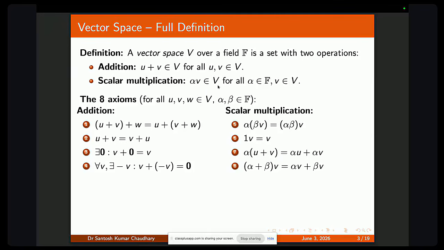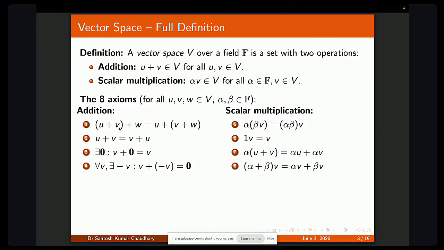And then what is scalar multiplication? You choose any alpha from field F and v from set V. Small v is a vector, an element, so small v belongs to capital V. For any alpha in F and for any v in V, alpha times v must be in the set V. This property is called closure under scalar multiplication. And then for V to be a vector space, it has to satisfy these 8 axioms. So those 8 axioms must be satisfied for V to be a vector space.